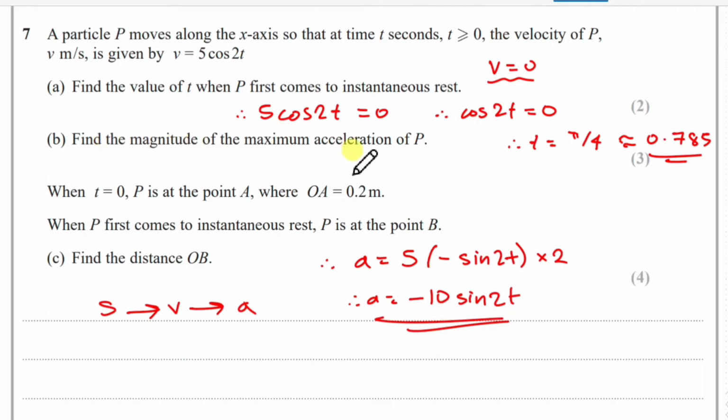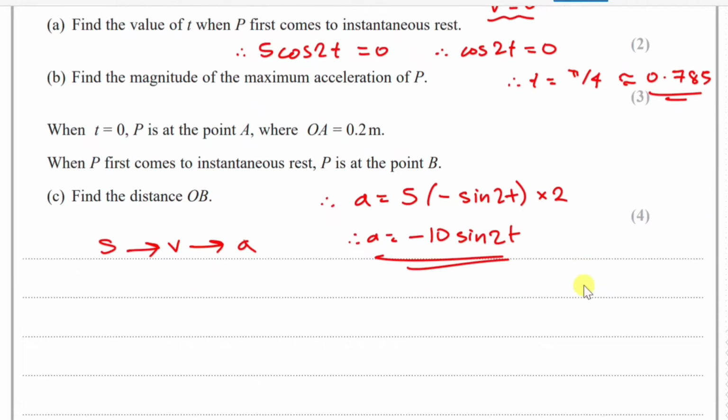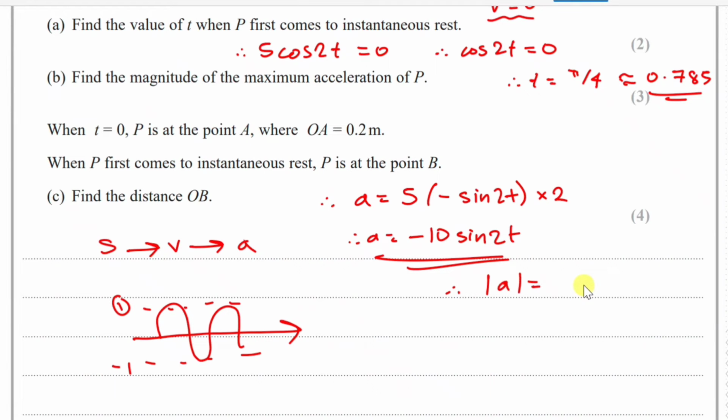It says find the magnitude of the maximum acceleration of the particle. So the maximum possible: you want the biggest possible value of this expression. To get the maximum possible value, we just have to ask ourselves, what is the maximum value sine 2t can take? If you think about it, guys, it's a sine wave, so it's floating between -1 and 1. The maximum possible value of sine 2t would be 1. So in other words, the maximum value would be minus 10 times 1. So we could say that the magnitude of the maximum acceleration, and when you do magnitude it's always positive, is 10 meters per second squared.